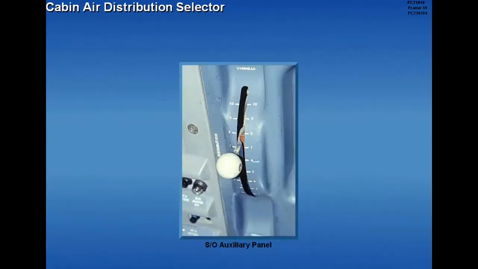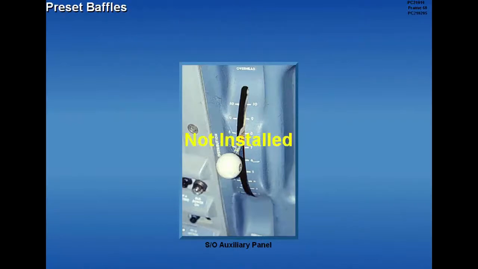A cabin air distribution selector on some aircraft mechanically adjusts cabin airflow between the overhead and sidewall vents. Some aircraft are not equipped with a cabin air distribution selector. These aircraft have preset baffles installed in the distribution system to equalize the airflow between the vents.